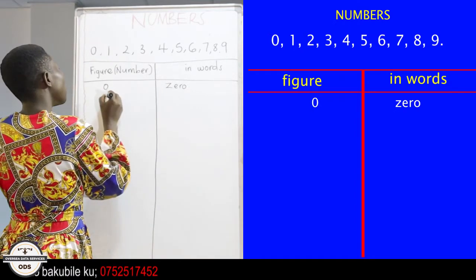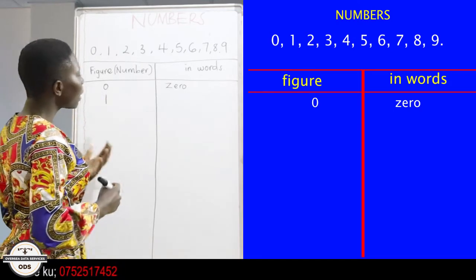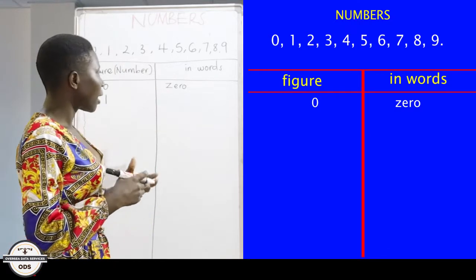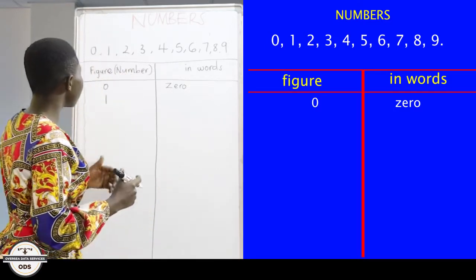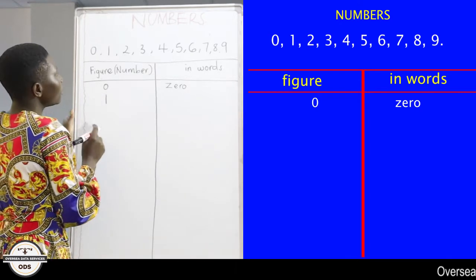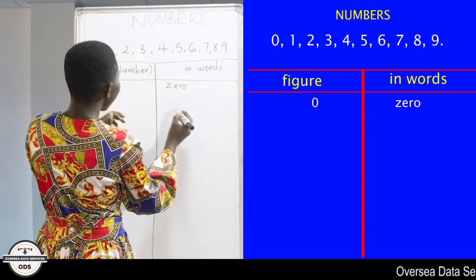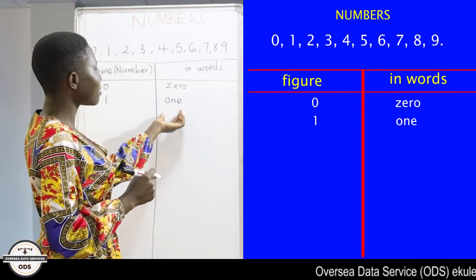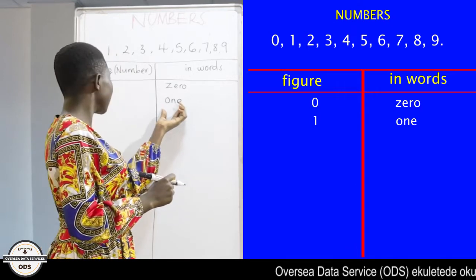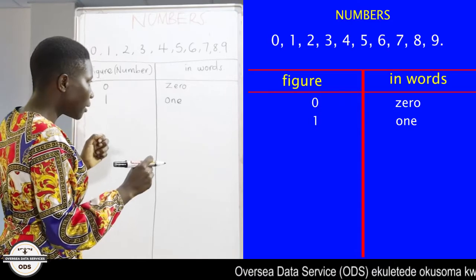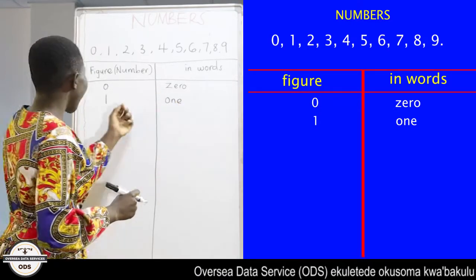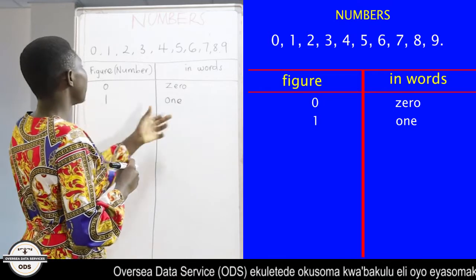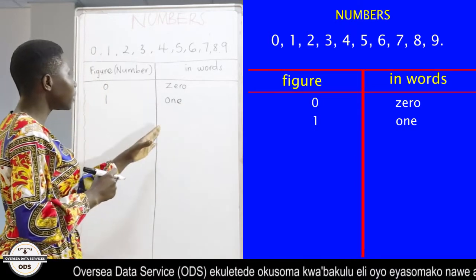Let us continue. We have a 1. We go slowly as we learn to write in figures and in words. We have 1. How do you write 1 in words? It is O-N-E. That is read as one. This is the word one, O-N-E. And this is how we write it in figure, and in words we write it in English like this.